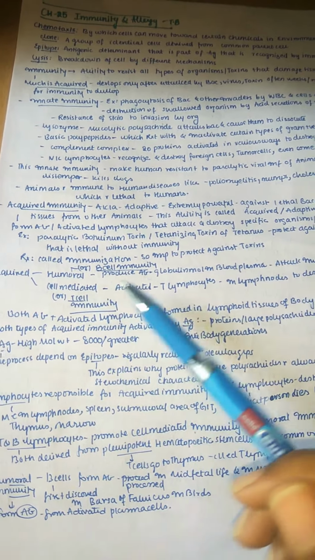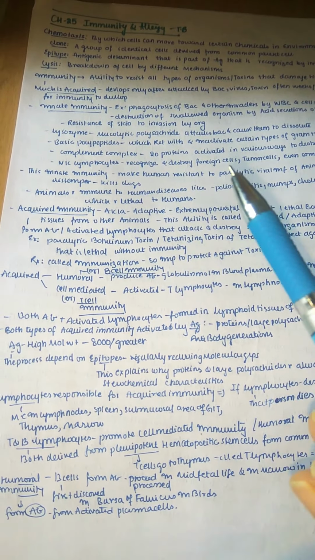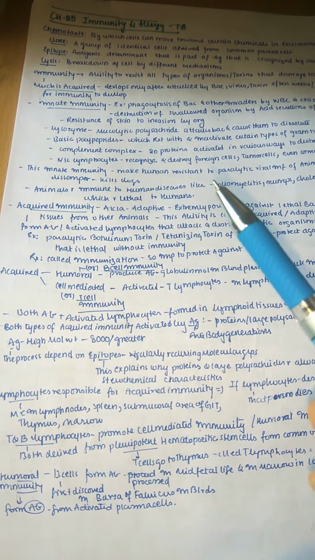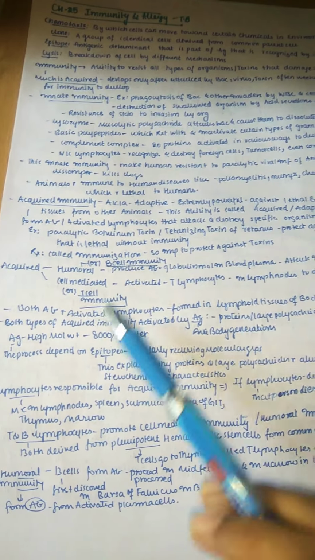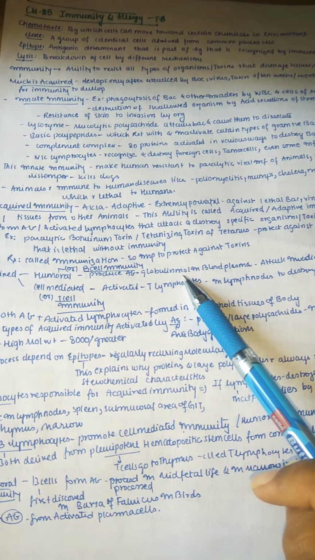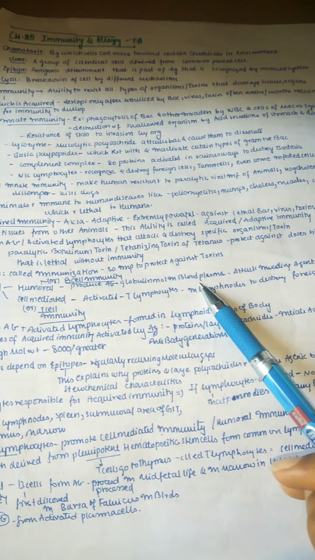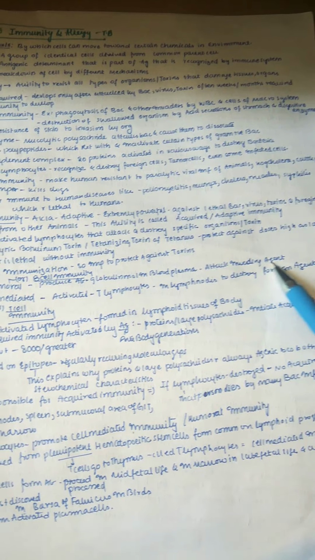Humoral immunity mainly produces antibodies. Always remember, wherever you find a B cell, it will convert into a plasma cell and form antibodies. So humoral immunity mainly produces antibodies, that is, globulin molecules in the blood plasma. You know, antibodies are present in plasma and extracellular fluid, right? They attack the invading agent.